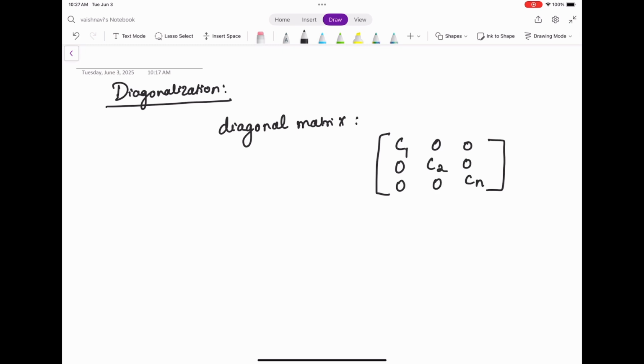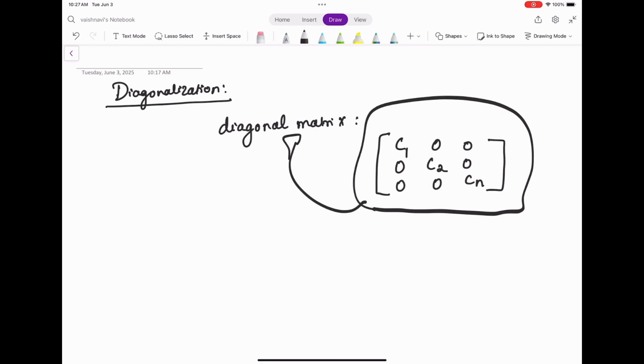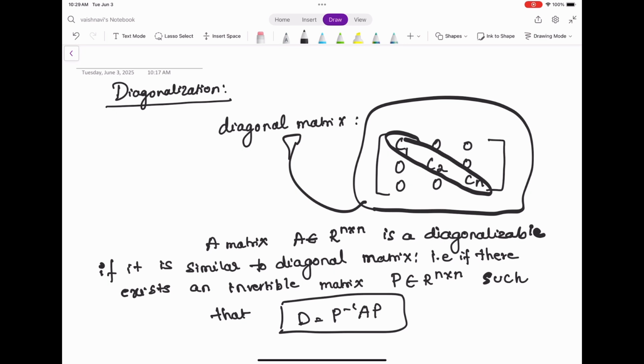If I consider this, C1 0 0, 0 C2 0, 0 0 Cn, you can see only the diagonal elements are present and all the rest of the elements are 0. So that is the diagonal matrix. The topic we are going to see today is what is called diagonalization. When I say diagonalization, a matrix A belongs to R n cross n, a square matrix, is diagonalizable if it is similar to a diagonal matrix.